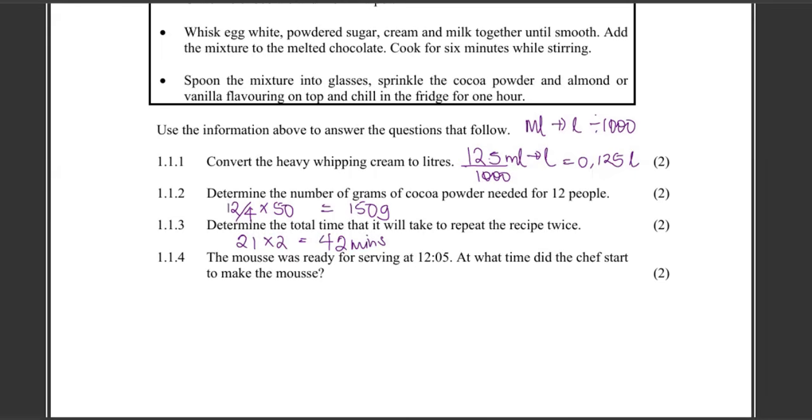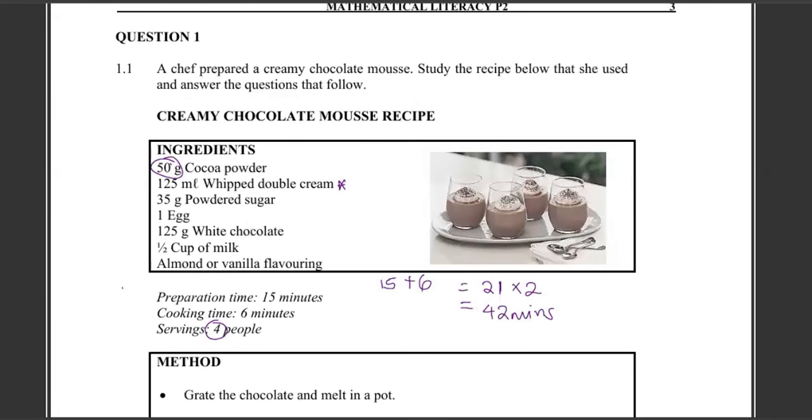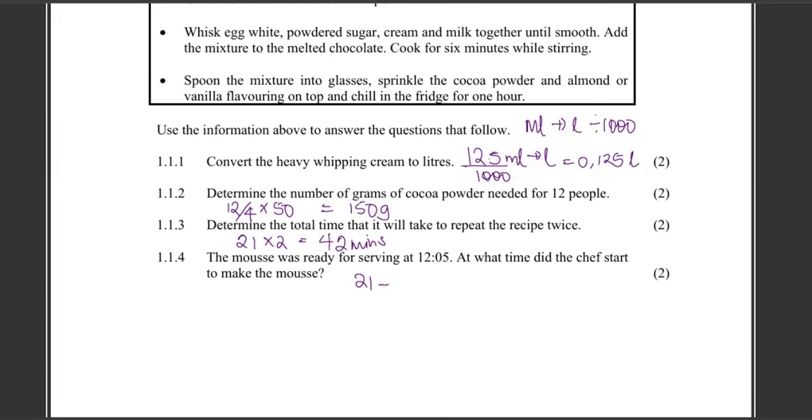Then they are saying the mousse was ready for serving at 5 past 12. At what time did the chef start to make the mousse? Remember, you need 21 minutes for preparation and cooking. Take note of this: 15 minutes plus the 6, those are 21 minutes. Then we say 21 minutes plus the 1 hour for chilling in the fridge. Those are 60 minutes. So all in all, we are going to use 1 hour, 21 minutes.